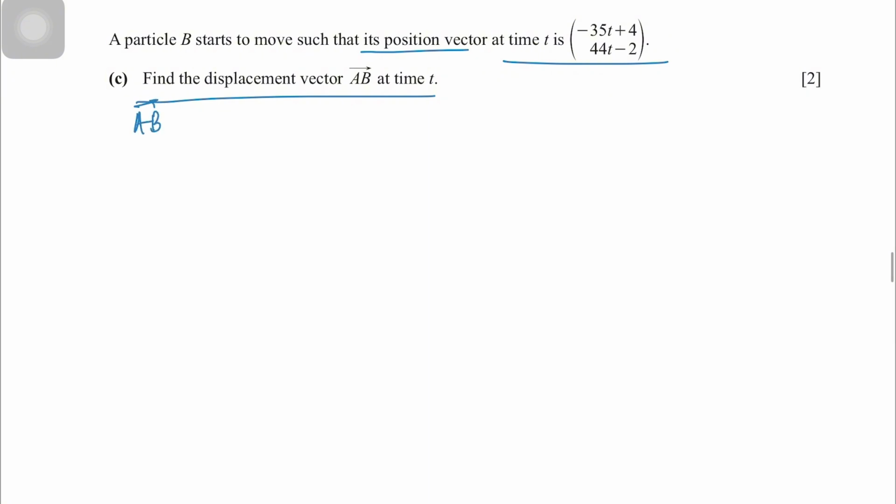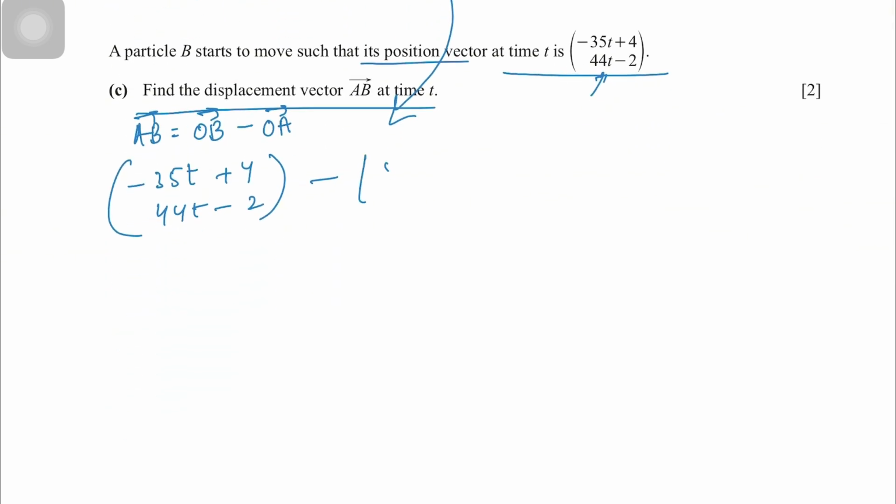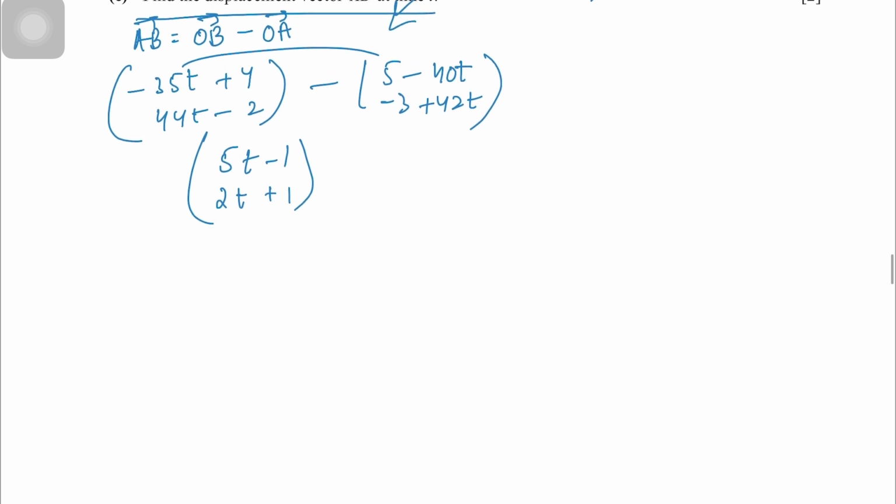So AB can be written as OB minus OA. We have our OB here. So this is basically (−35t + 4, 44t − 2). Our OA was simply here. We will be just replacing it here. So this would be (5 − 40t, −3 + 42t). Then we'll be calculating all of this. So we'll get our answer as (5t − 1, 2t + 1). So this is our AB vector.